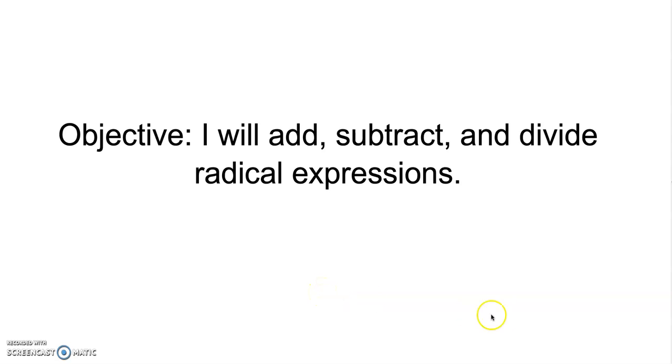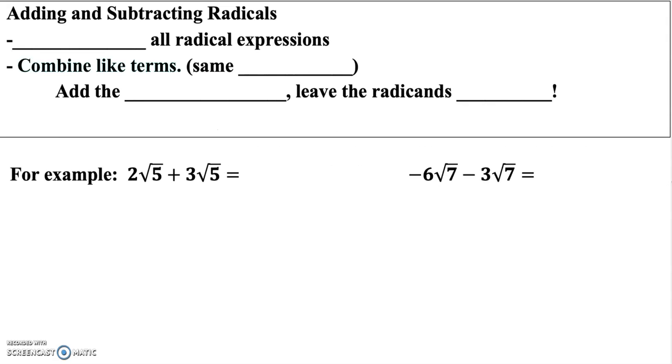In this video, we will add, subtract, and divide radical expressions. Let's go over adding and subtracting radicals first. The first thing you need to do is simplify where you can. After you simplify, you look at radicals just like they're like terms, and you're going to combine the like terms, which in this case would mean they have the same radicand, the number underneath the radical.